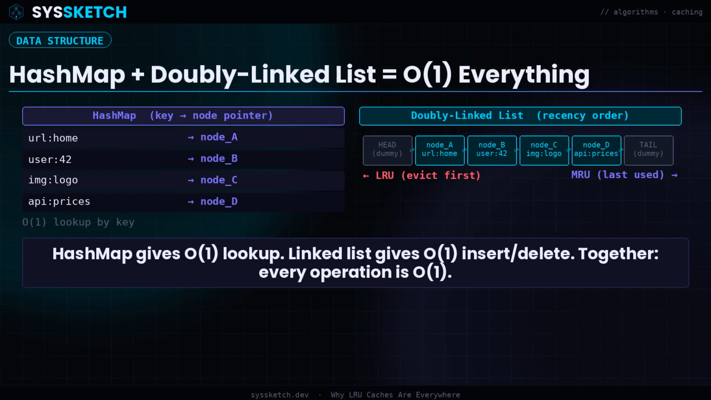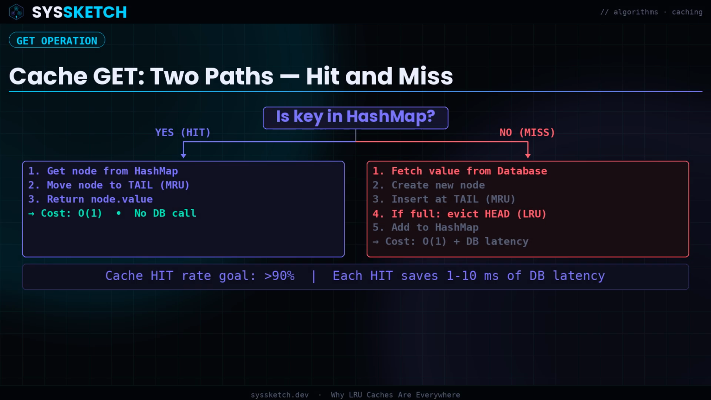To get both lookup and eviction down to O(1) time complexity, you need two data structures working together. A hash map gives you constant time lookup by key, returning a pointer directly to a node. A doubly linked list maintains the recency order of those same nodes. Because you have a direct pointer from the hash map to the list node, you can move any node to the tail in O(1), no traversal required. The head of the list is always the least recently used item, ready to be evicted instantly. Neither structure alone achieves this. Together, they make every single operation constant time.